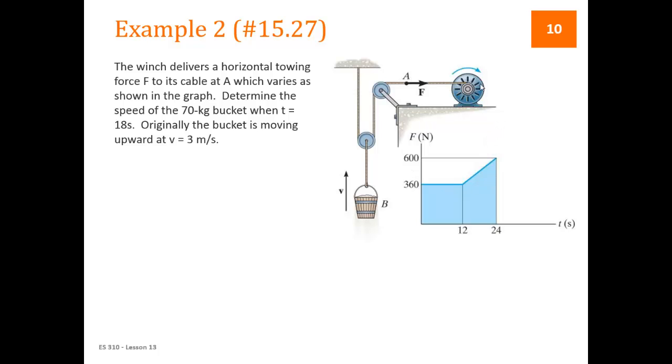We've got a motor, or a winch, that's wrapping up this rope. So point A is moving this direction, right? The bucket's moving upwards. The force at point A is changing according to the graph, and we need to figure out what the speed of the 70 kilogram bucket is at t equal to 18 seconds.